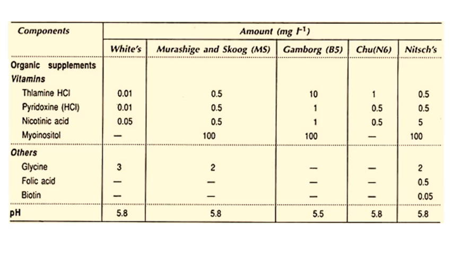Nicotinic acid is 0.05 in White's medium and 1.5 in Nitsch medium. Then myoinositol is in constant concentration, that is 100. Here you should remember, in White's medium the amount of organic supplements used is quite low. Other components like glycine vary from 2 to 3. Then folic acid at 0.5 and biotin at 0.05 are only used in Nitsch medium, and the pH of the medium should be 5.8. Remember this point.